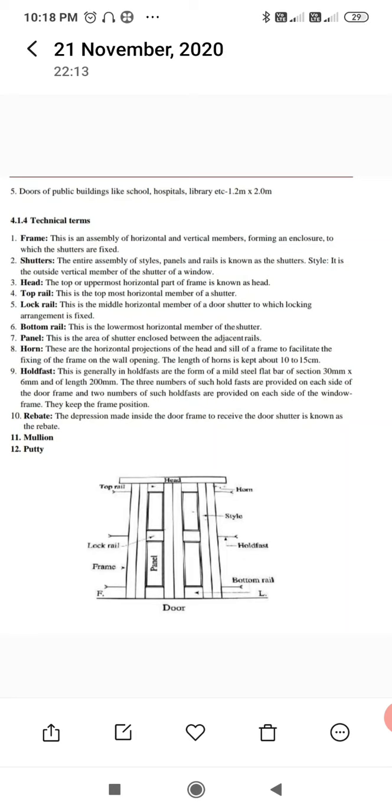The depression made inside the door frame to receive the door shutter is known as the rebate.